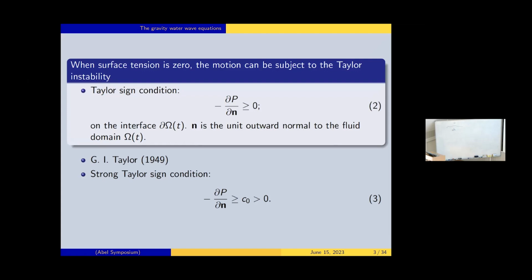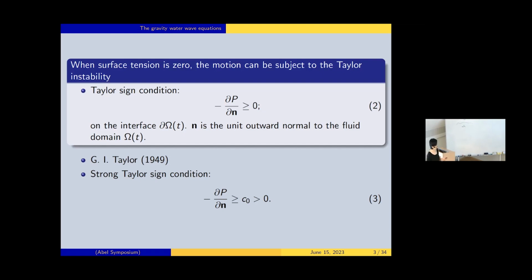Basically, it says that, where n is the outward normal to the fluid domain, in other words, this condition requires that the pressure should be increasing in the inward direction. And of course, if this sign is reversed, then there's a force ripping open the fluid, so bubbles will form, and that will be the so-called Taylor instability. This condition was formulated first by G.I. Taylor in 1949 for a flat interface, and of course there were many works in between.